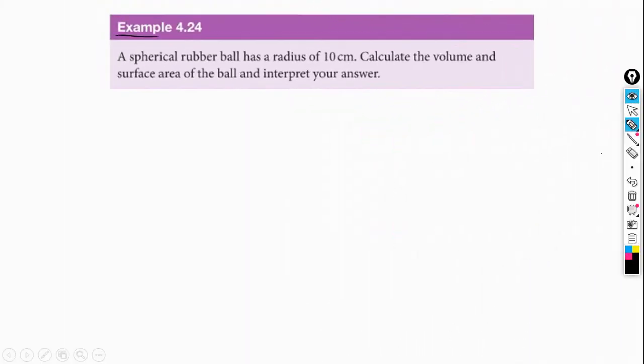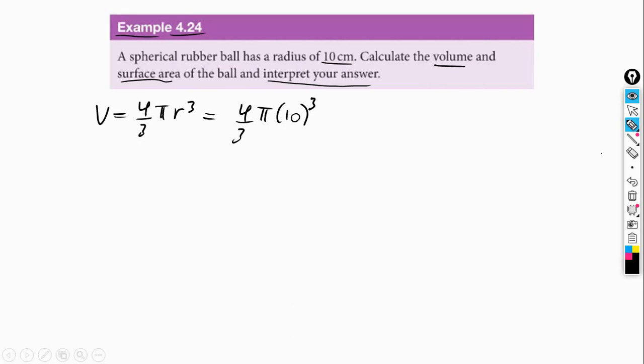So next we have example 4.24, and it says a spherical rubber ball has a radius of 10 centimeters. Calculate the volume and the surface area of the ball and interpret your answer. So first of all, we have the volume, and the volume of a sphere, remember, is equal to 4/3 pi r cubed. So in this case, the volume is going to be 4/3 pi times the radius cubed, which is 10 cubed. Plug it into the calculator, and it's going to be approximately 4,189, and the units, very important, centimeters cubed.